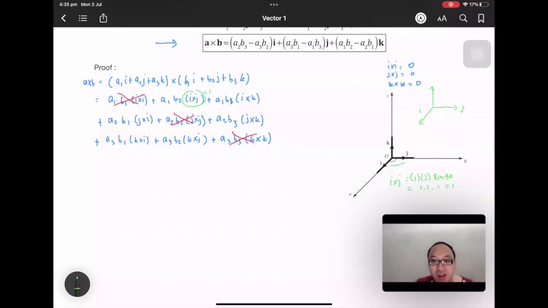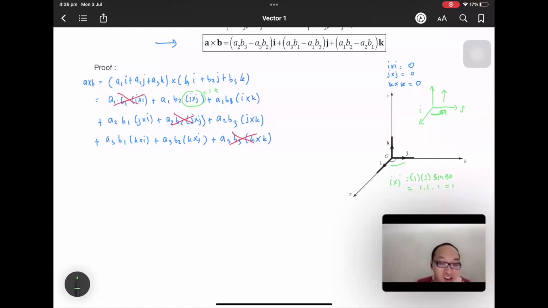Using your right hand, from I to J, your thumb will be up. Your thumb will be up. So it's positive K, the direction.